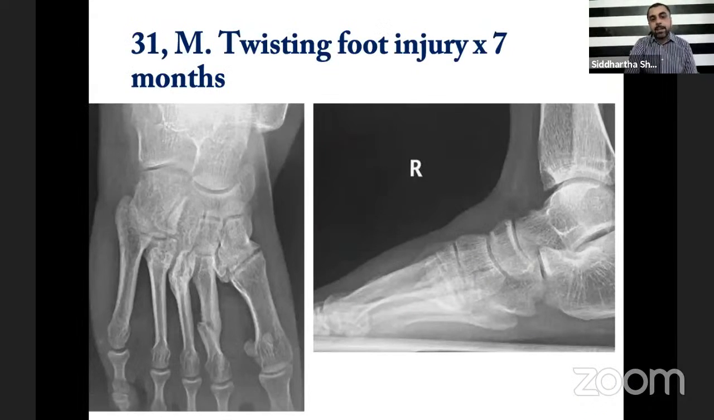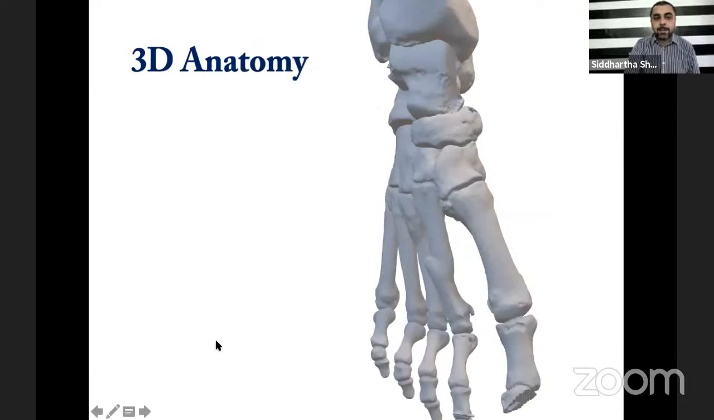This is a 35-year-old male who had maybe a subtle Lisfranc injury or maybe something more than that, but the initial x-rays were not available to me. He comes into the outpatient with this kind of an x-ray, a frank Lisfranc arthrosis. But the idea of showing this case was that this was not the only problem. He also had a metatarsal malunion.